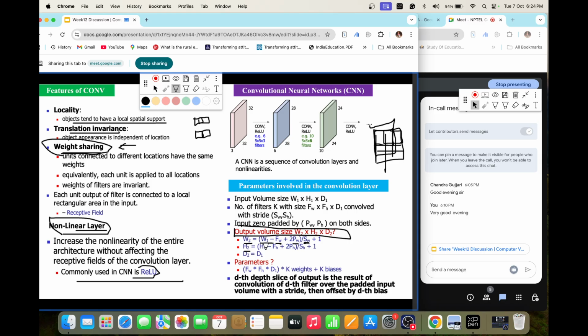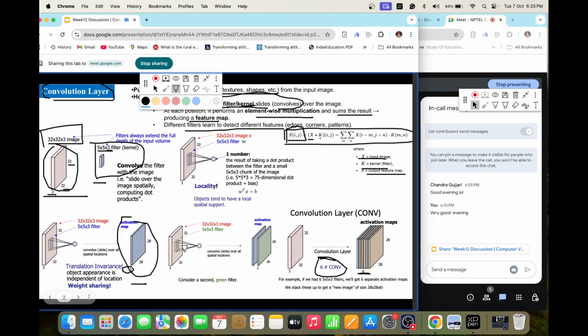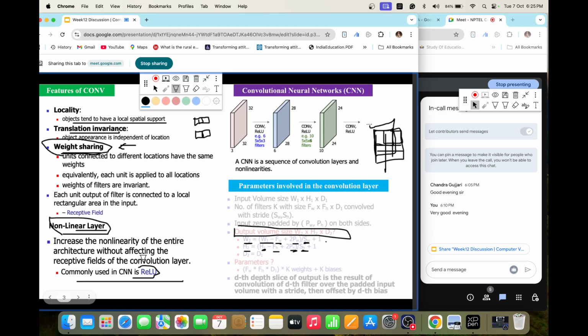Similarly for the height dimension, that is the vertical dimension, H2 equals H1, which is the input height, minus FH, that is the filter height, plus 2 into padding, divided by SH, which is the stride in the vertical dimension, and plus 1 you have to add. By this you will get the dimension of your activation map.